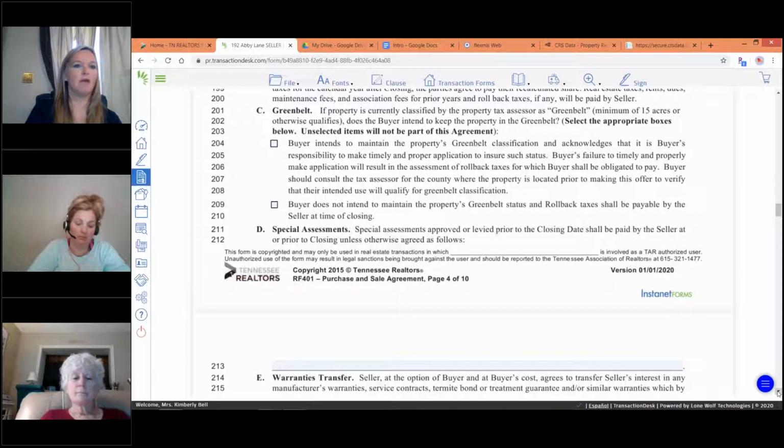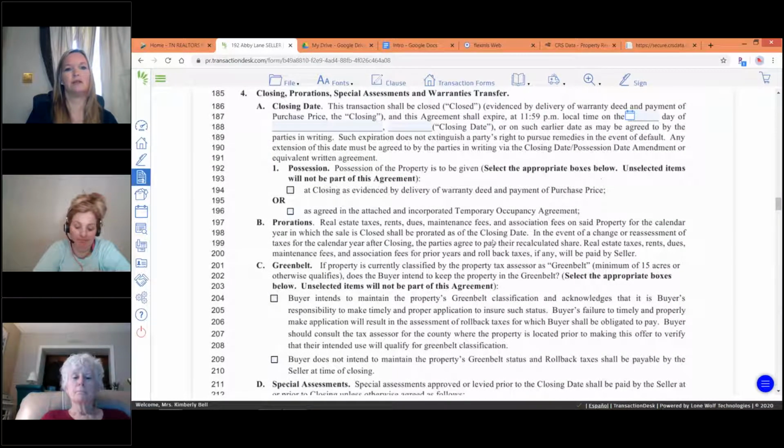So the green belt, there's not very many areas that have green belt tax assessors. If you come across that on line 200, did I skip over anything that you needed to see? Prorations. Sorry, what exactly is prorations? Prorations, you know, where taxes are paid by the seller up to the date of closing.